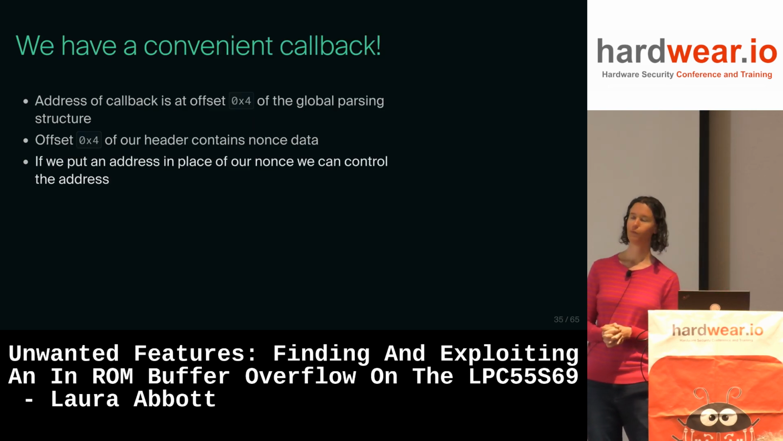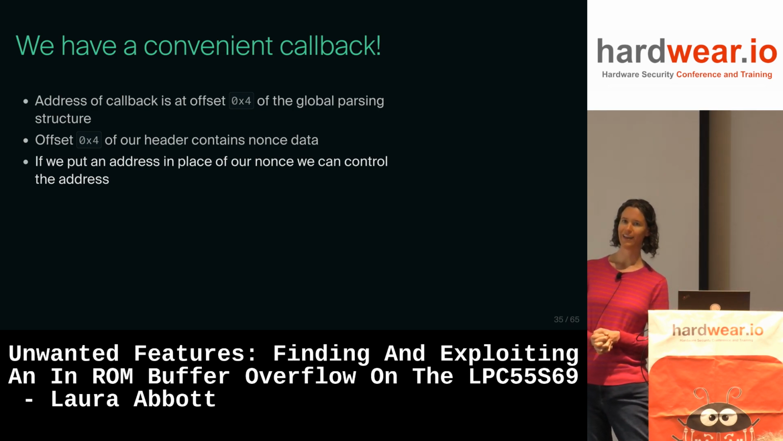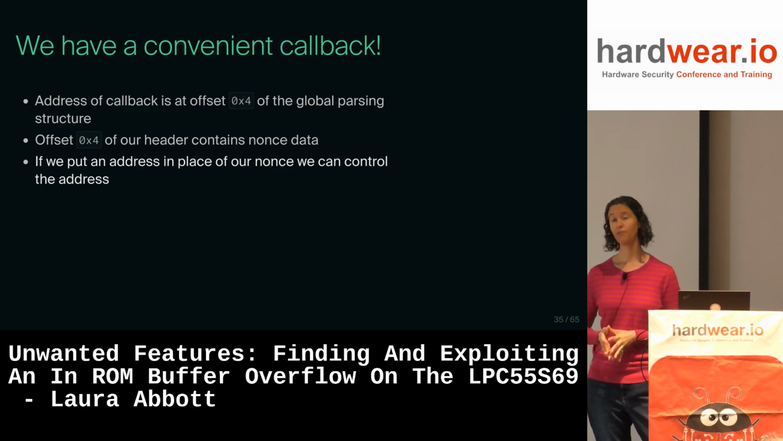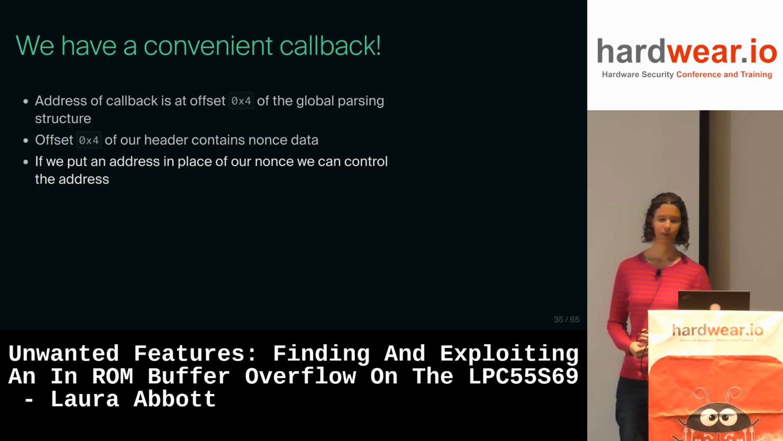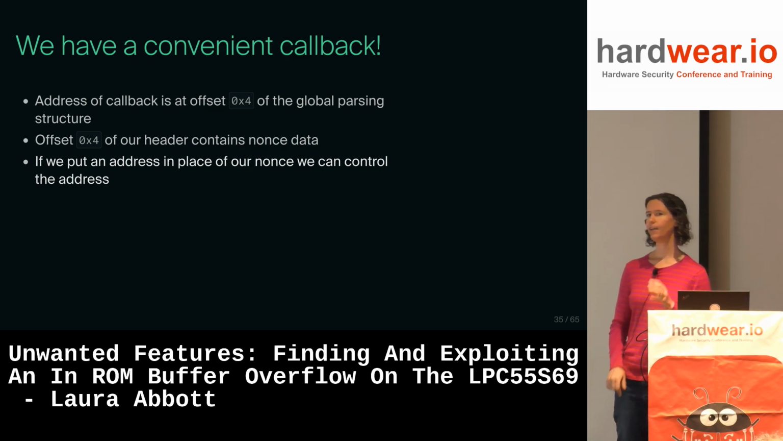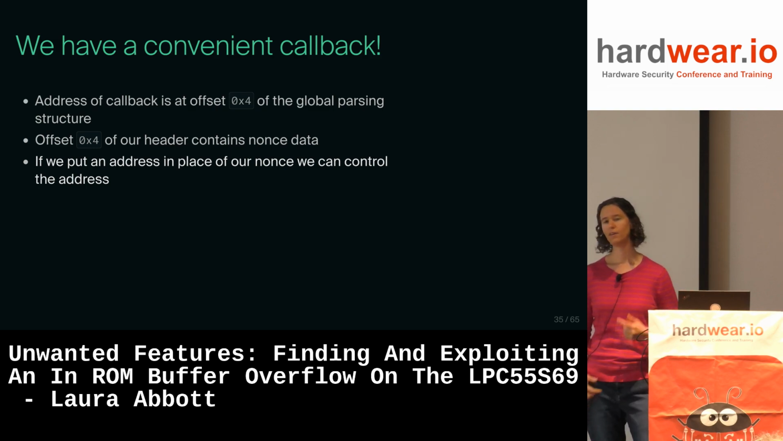And we actually already have a clue, and it turns out to be this callback function that I've mentioned for all the parsing. The callback function lives at offset 4 from the start of our global parsing state. If we look at the same offset from the start of our header, it's supposed to be used for the nonce. But because we found this issue before we've gotten to any kind of decryption, we can go ahead and just put whatever we want there, like, say, an address.